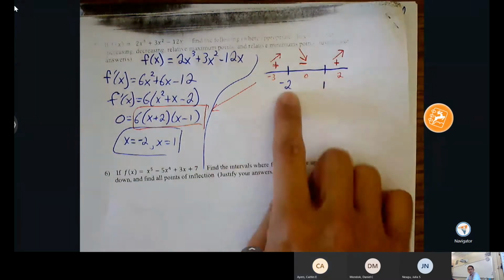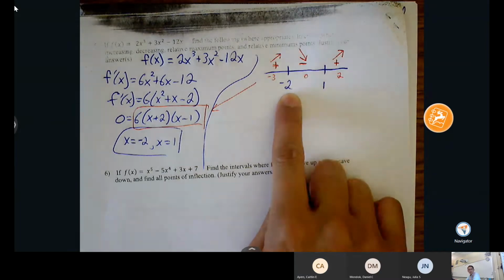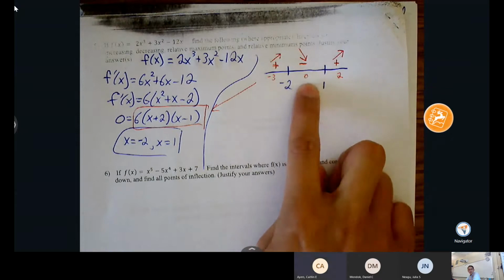So what do we know here? What do you expect out of -2? Relative max, right? Relative min, increases here and decreasing here.